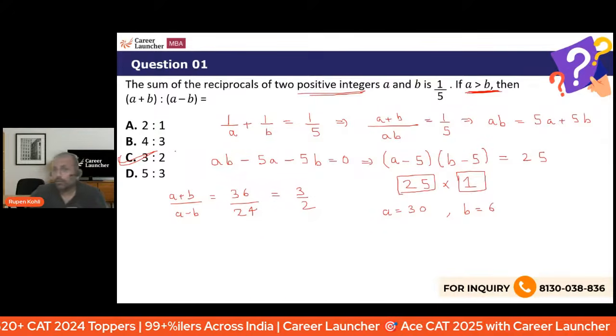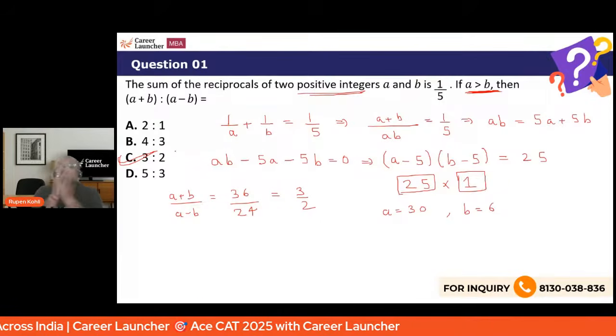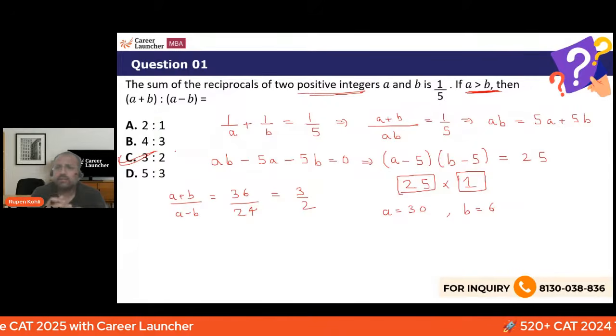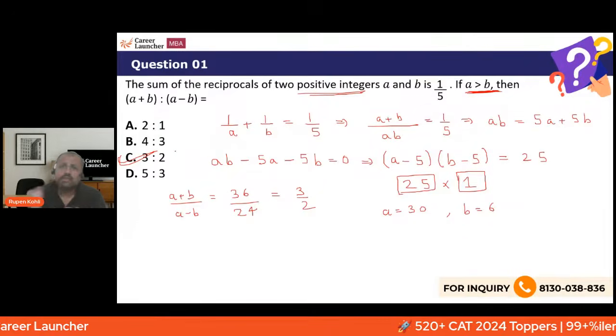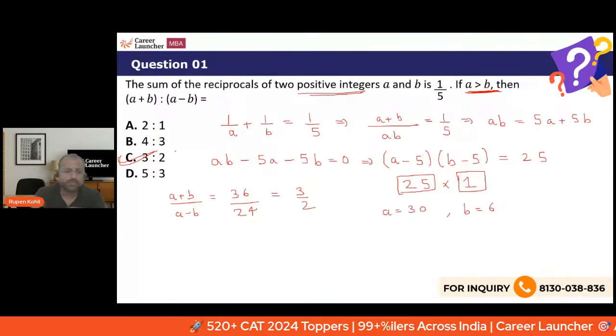So a non polynomial equation. What was the agenda? Express it in a factorized form, simplify, and then the number logic kicks in. How to break 25 as the product of two factors? The only way it works is 25 times 1.